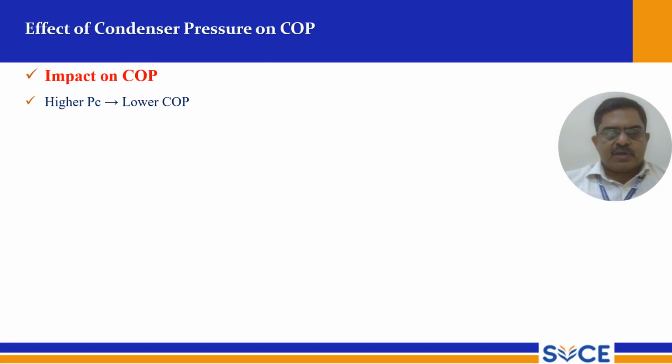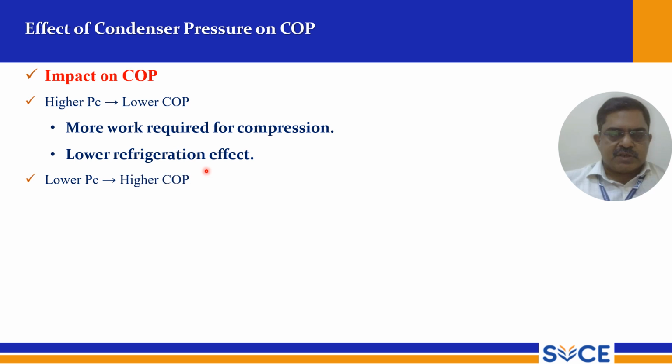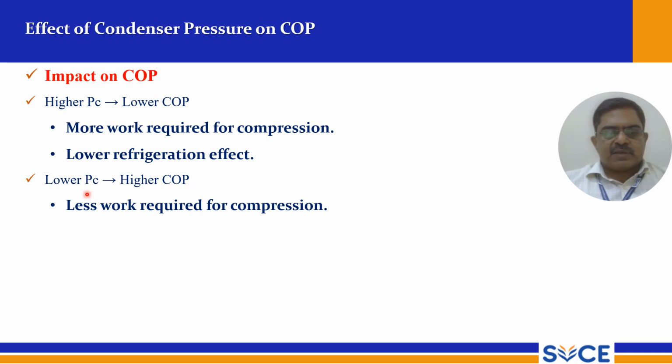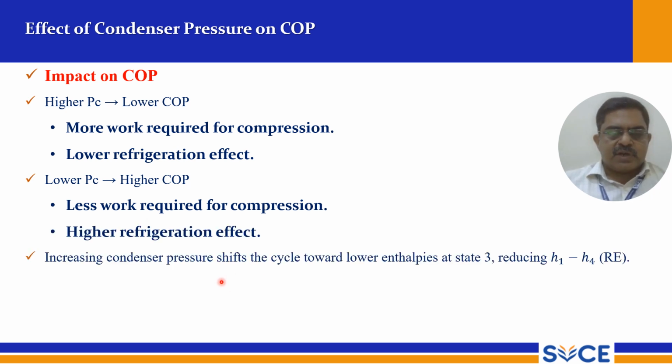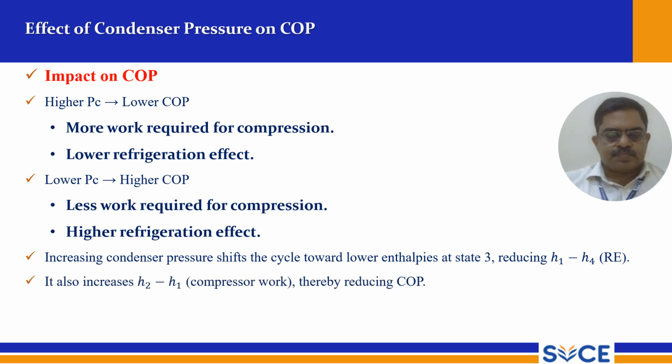Impact on COP: when PC is higher, there is a lower COP. We have seen this in earlier slides: more work required for compression and lower refrigeration effect. So lower PC, higher COP. That is the advantage. When the condenser pressure is lower, the COP is good, with less work required for compression and higher refrigeration effect. Increasing condenser pressure shifts the cycle toward lower enthalpies at state 3, reducing H1 minus H4. It also increases H2 minus H1, the compressor work, thereby reducing COP.